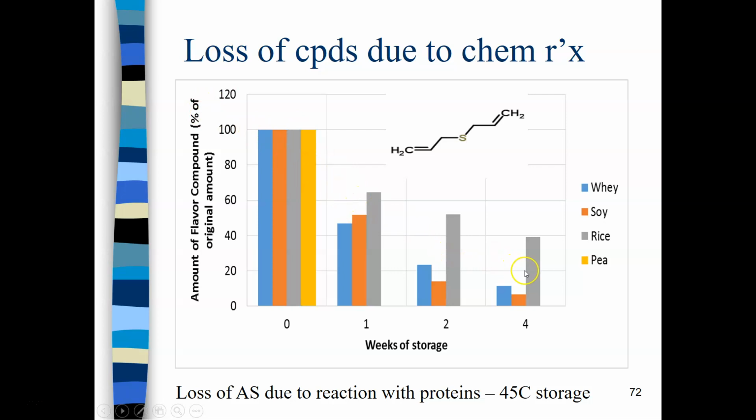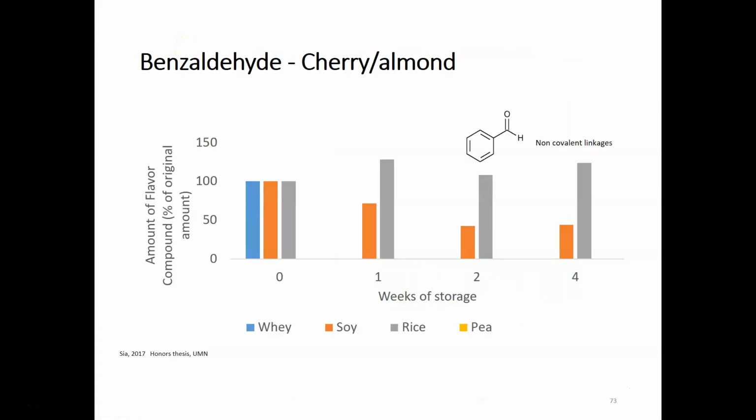2 weeks, 4 weeks. Your flavor was gone from the pea protein before 1 week of storage. It was all tied up, chemically bonded to the protein. There was no flavor contribution. In some of these other ones, they dropped about 50% in flavor in just 1 week. And down here, look at what levels. Basically, your flavor is disappearing because it's chemically bonding to the protein.